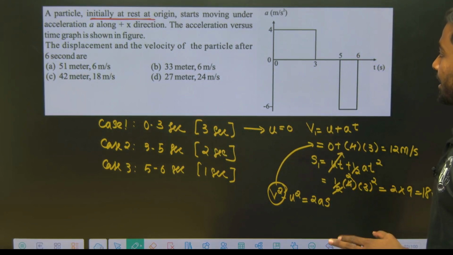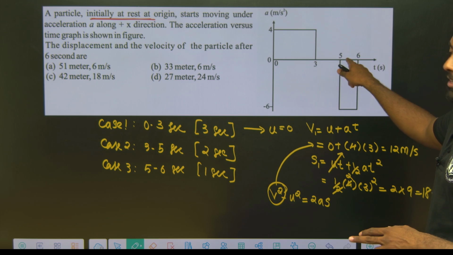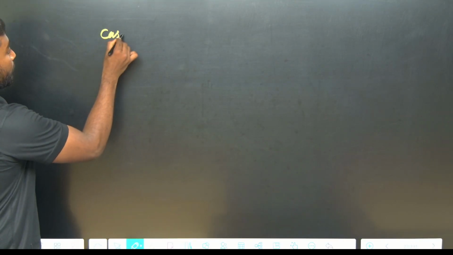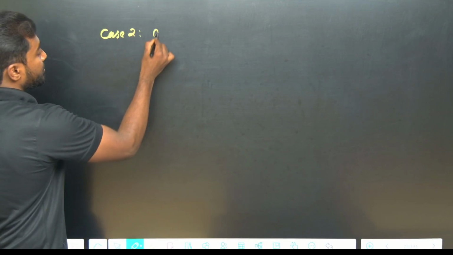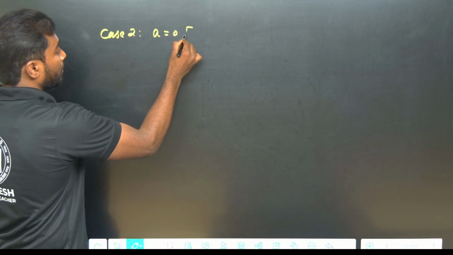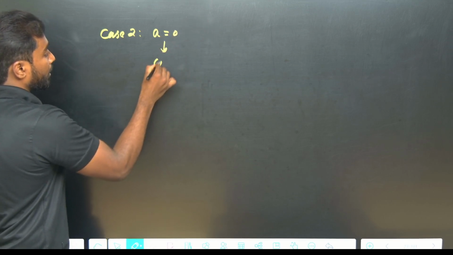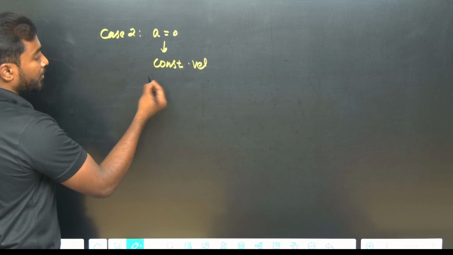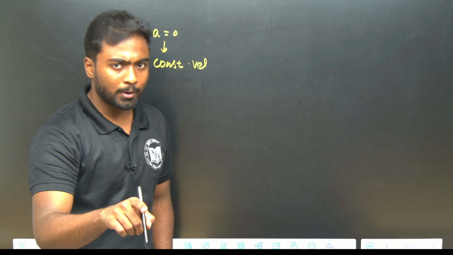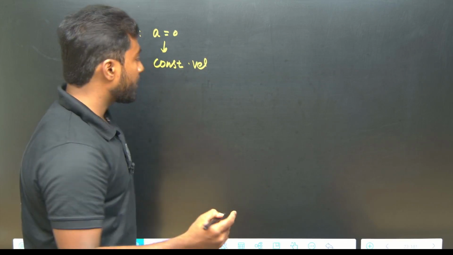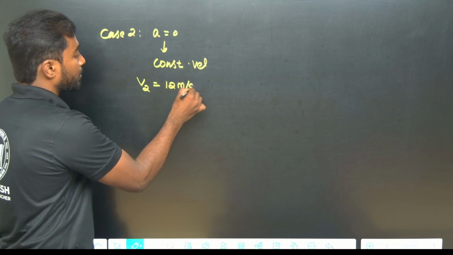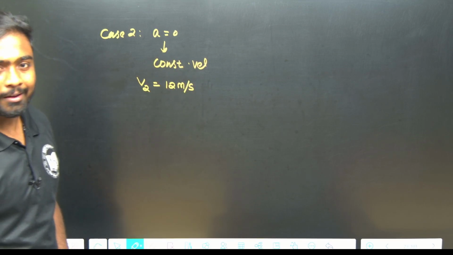When I see case 2, there is no acceleration. Acceleration is 0, which means constant velocity. Constant velocity in the sense that whatever velocity we got for case 1, the same velocity is going to continue. So v2 will be equal to 12 meter per second.